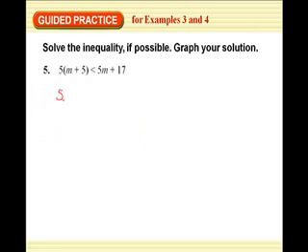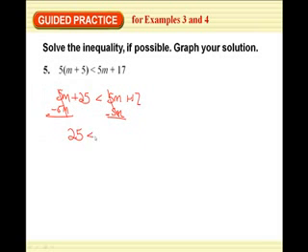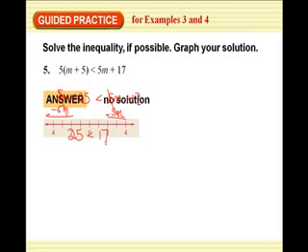Distributive property: 5m plus 25 is less than 5m plus 17. Well, right away I see what's going to happen with my m's. They're going to cancel out. 25 is less than 17. No. So it's not possible. No solution.